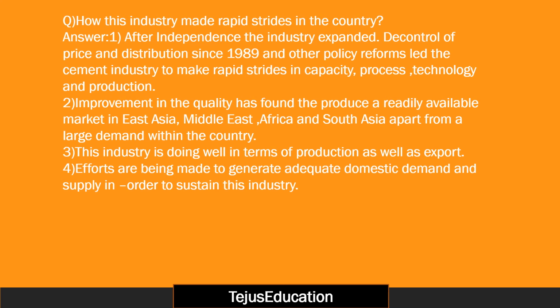Second point, improvement in quality has found the produce a readily available market in East Asia, Middle East, Africa and South Asia, apart from a large demand within the country. So the quality improved. That's why Gulf countries have big demand for our cement. This industry is doing well in terms of production as well as export. So demand within the country and outside the country is very high. Efforts are being made to generate adequate domestic demand supply in order to sustain this industry. So hope this question and answer is clear. Please learn it nicely.